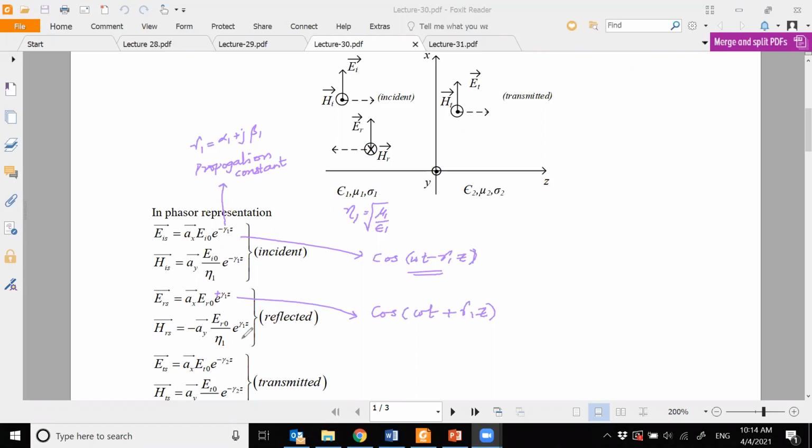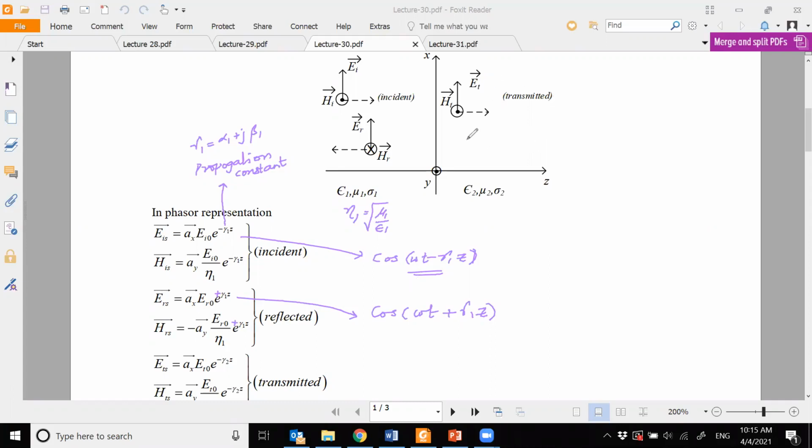So therefore, you have your reflected magnetic field amplitude. We have already seen that its direction is into the screen, so it is minus AY. And then again, I'm writing in terms of the amplitude of my reflected electric field. So my reflected magnetic field amplitude is ER0 over eta 1, and e power plus gamma 1. So here also plus. This is in the reflected.